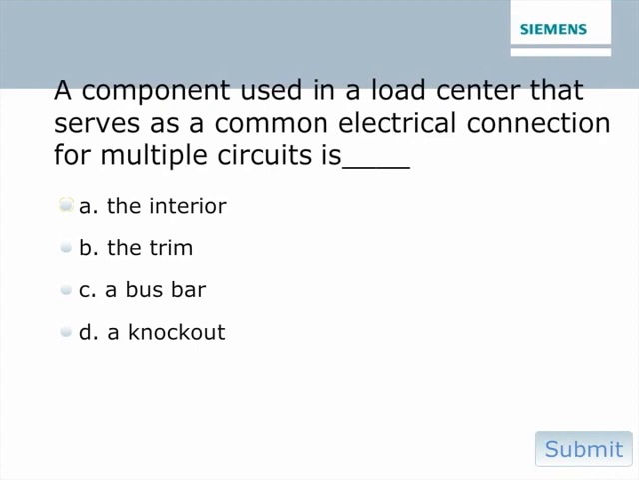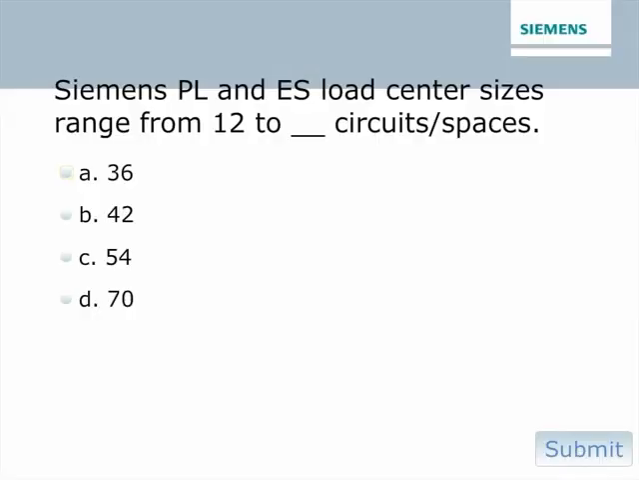A component used in a load center that serves as a common electrical connection for multiple circuits is A, the interior, B, the trim, C, a bus bar, D, a knockout. Siemens PL and ES load center sizes range from 12 to blank circuit/spaces. A, 36, B, 42, C, 54, D, 70.